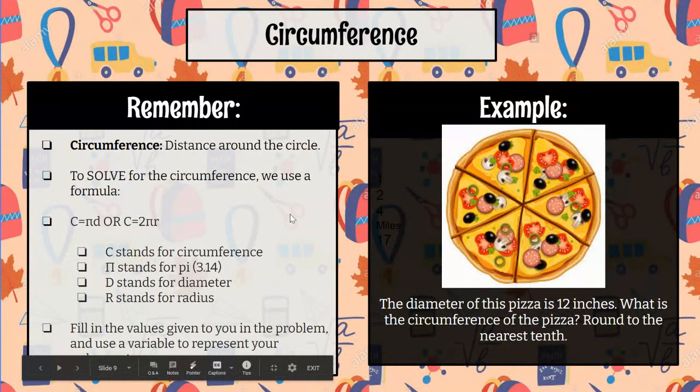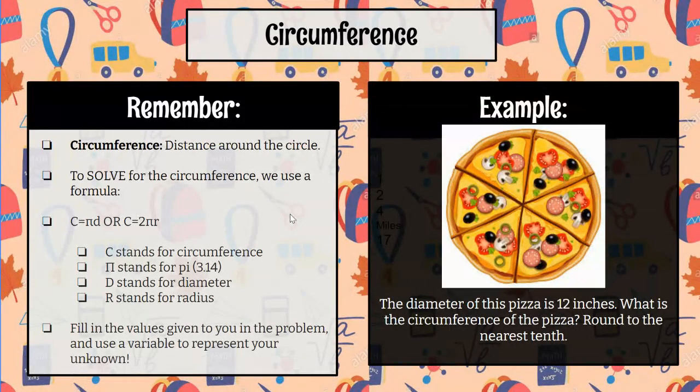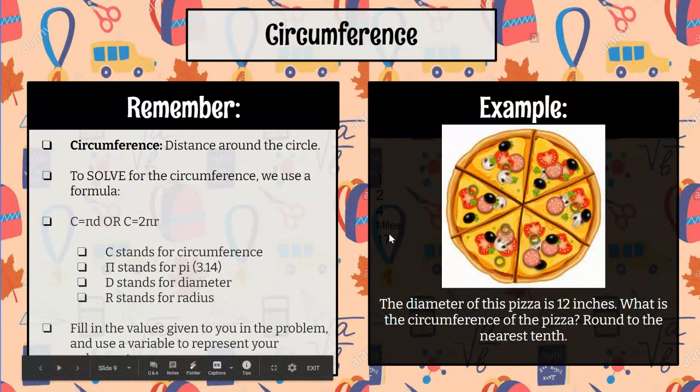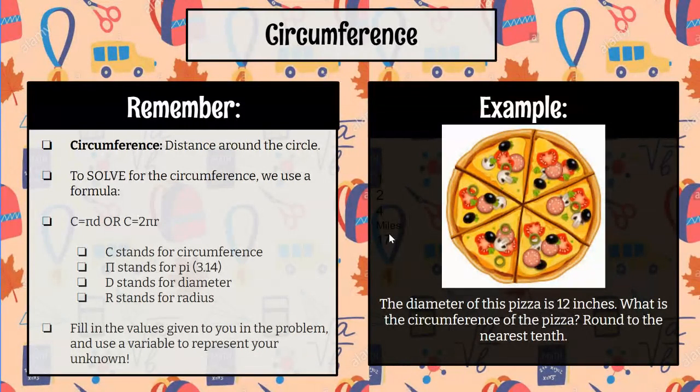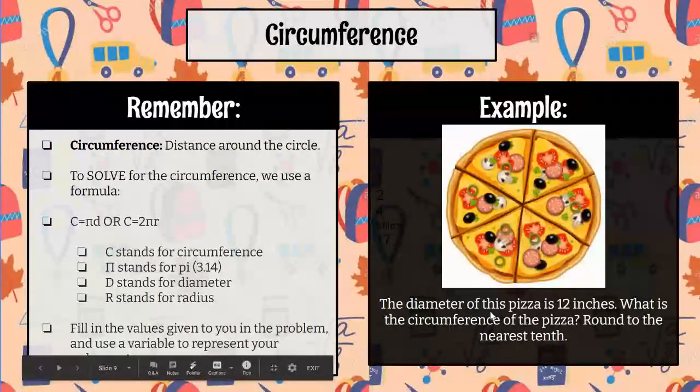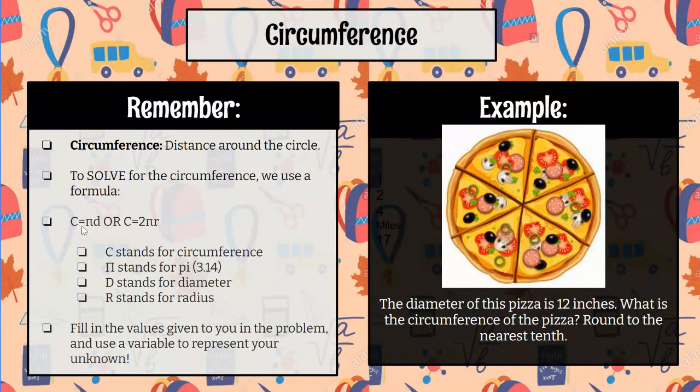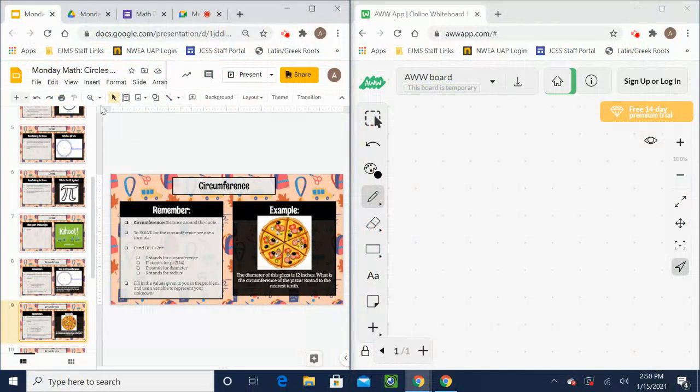So let's practice a little bit. Get a piece of paper out. I'm going to walk through some examples with you. Write it down so that we can remember it, okay? So here my problem says the diameter of this pizza is 12 inches. What is the circumference of the pizza? Round to the nearest tenth. Okay, well, it gives me diameter here. So I am going to use C equals pi times diameter because that one's going to be a little bit easier to do. So always write your formula down at the top, you guys.